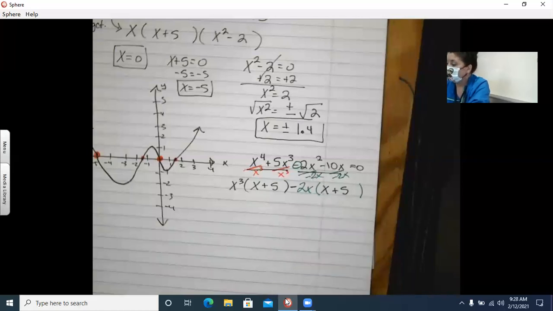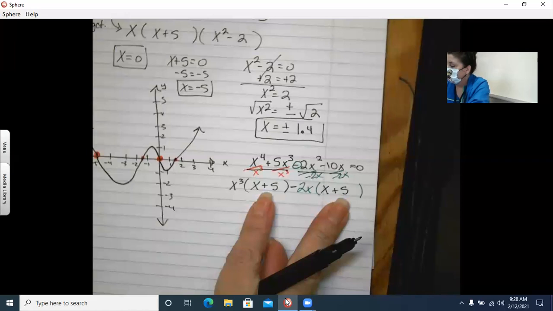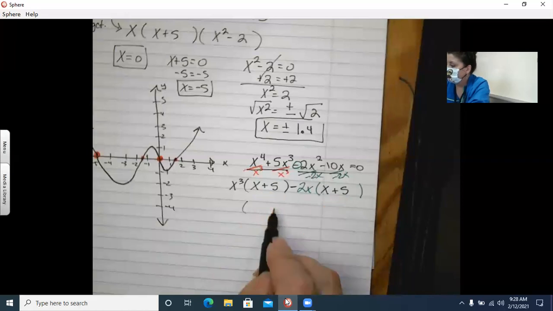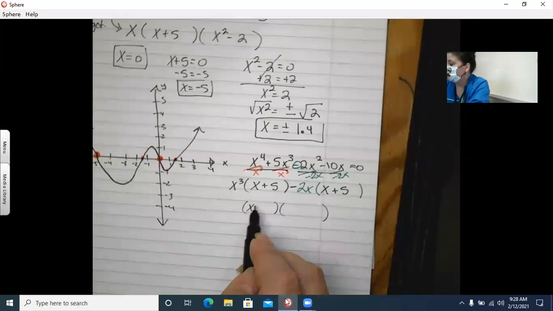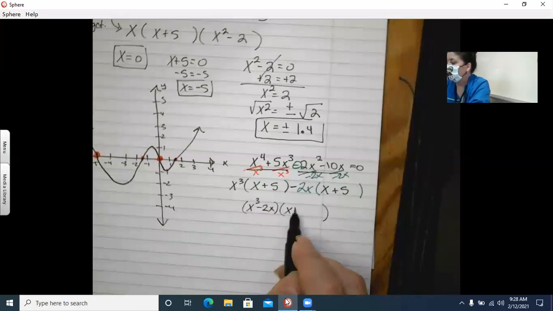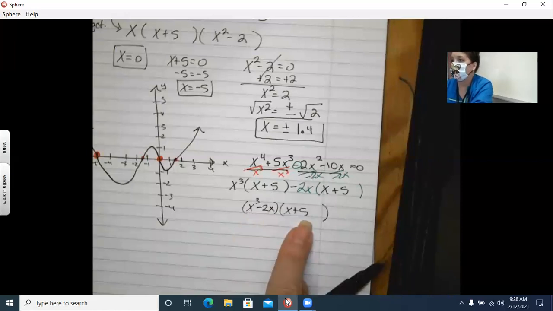So what's inside parentheses is identical. So we're going to group them together. The x cubed minus 2x I'll put in one set, and the x plus 5 I'll put in the other. I could have put x plus 5 in the first set and x cubed minus 2x in the second set. It doesn't matter. Multiplication order doesn't matter, right?